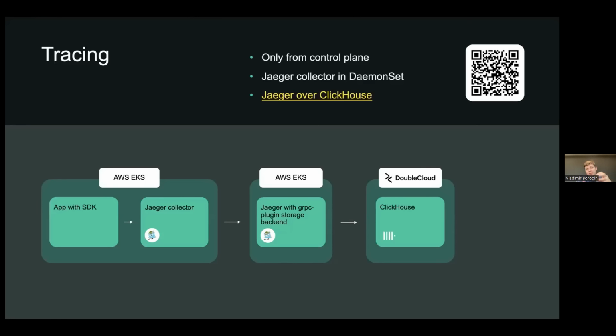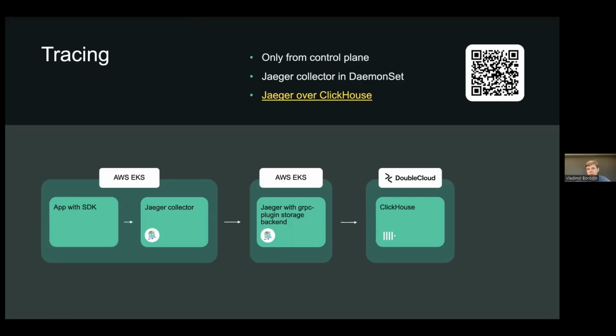The collector collects data into batches and sends them to the Jaeger server, which is deployed in a separate infraplane AWS account in a separate Kubernetes cluster. As storage for all this data, it uses ClickHouse. And this ClickHouse is managed by ourselves, by DoubleCloud. So we are dogfooding our own service. That's one of our ideas.